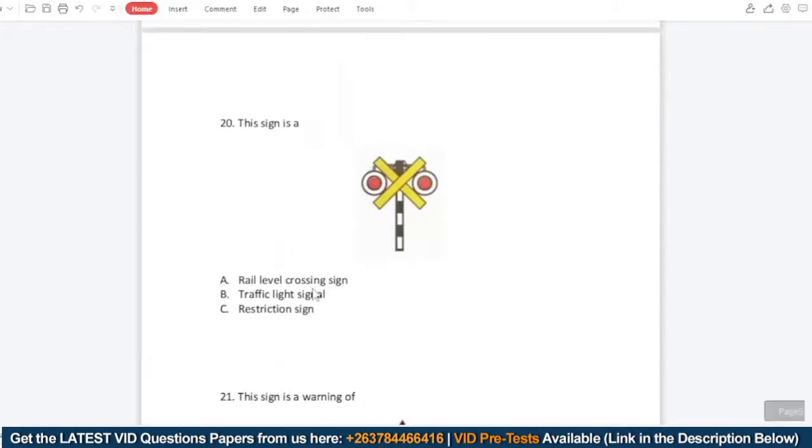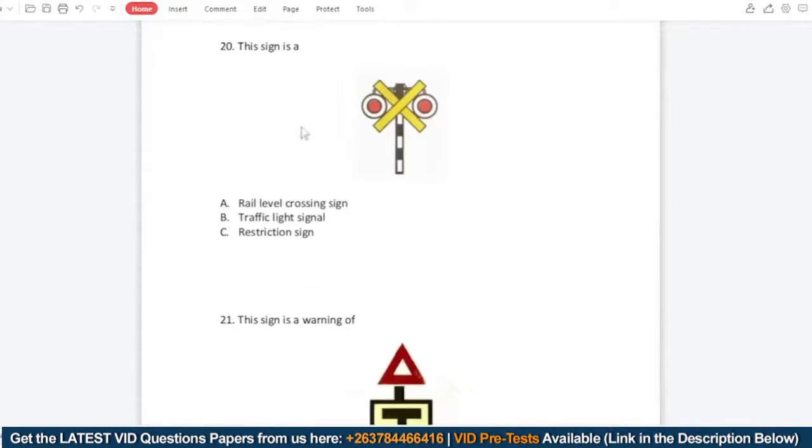Number 20. Is this sign a rail level crossing sign, a traffic light signal, or a restriction sign? As you can see by this little red sign.